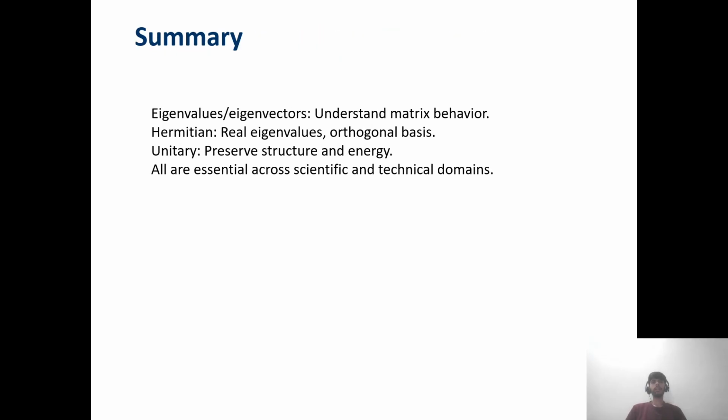To wrap up, we have covered a lot. Eigenvalues and eigenvectors let us understand the fundamental directions in which a matrix acts. Hermitian matrices give us real, reliable outcomes and orthogonal directions, perfect for physics. Unitary matrices preserve structure and energy, which makes them essential in quantum computing, signal processing, and more. These are not just abstract concepts, they are powerful tools used in some of the most cutting edge technology today.